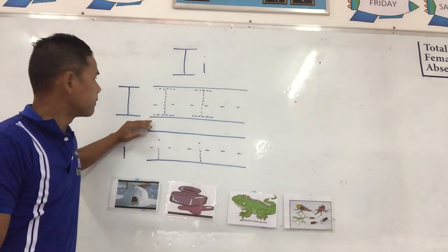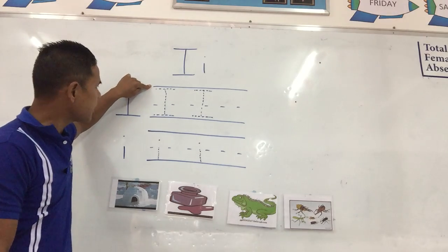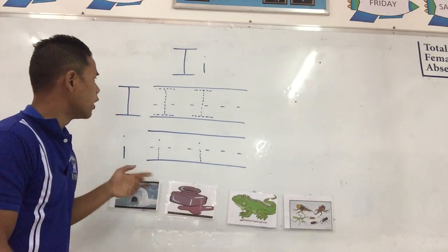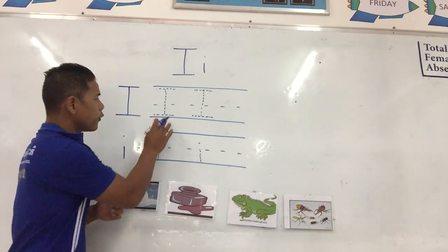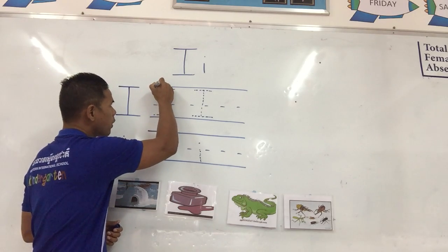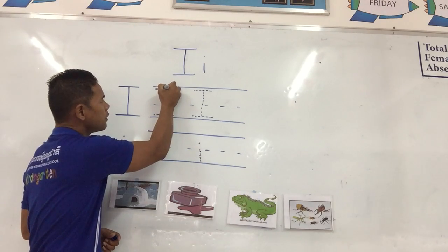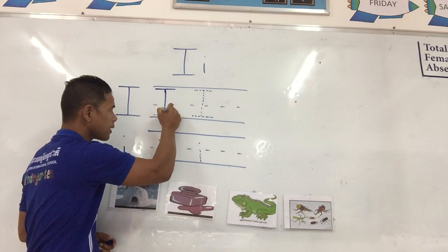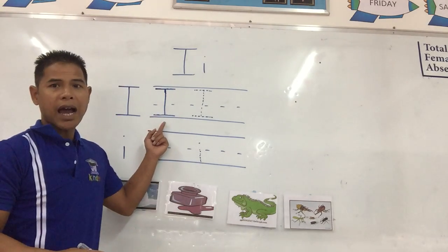Okay, so let's look at it. For the big I, remember, what do we call this? We call it top line, middle line, and bottom line. For the big I, we use all three lines, okay? So, for the big I, we start from the top line. We go across. And then, from the middle, we go straight down to the bottom line. And we go across again at the bottom line. We have the big I.